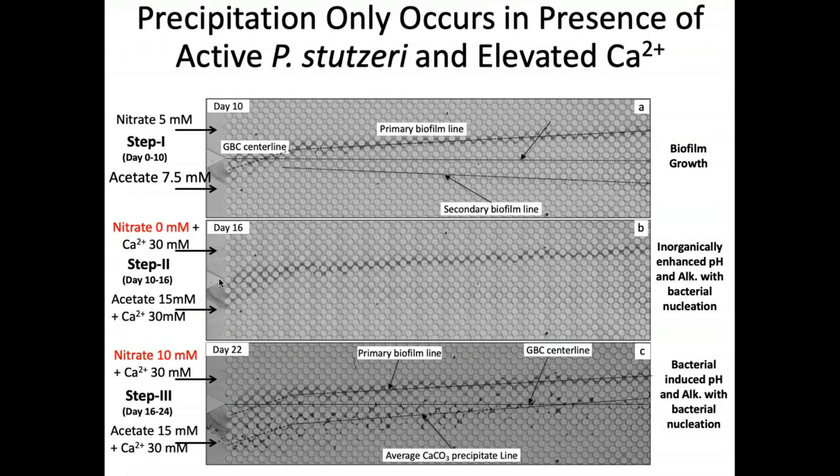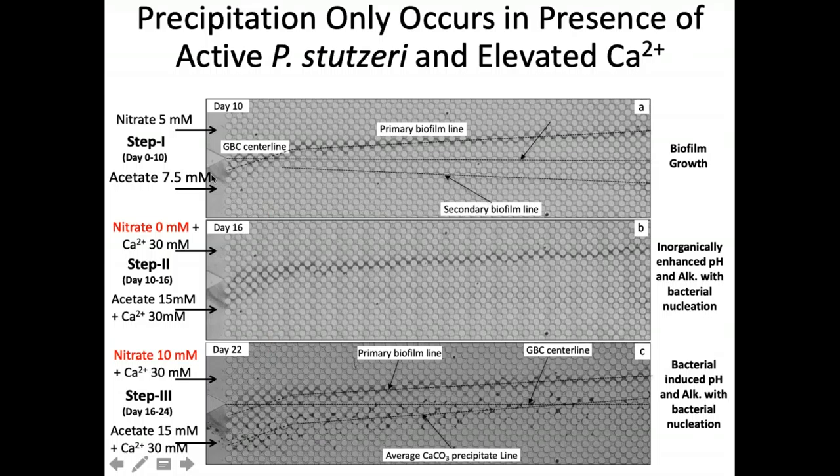So here are our results. This is the first step, where we just see the biofilm growing here. I was seeing two of them; I'll come to that in a moment. So we saw two biofilm lines growing, and then once we have that biofilm established.